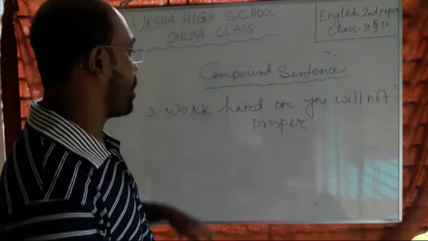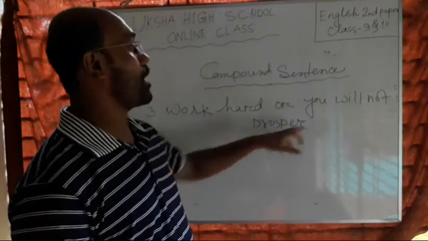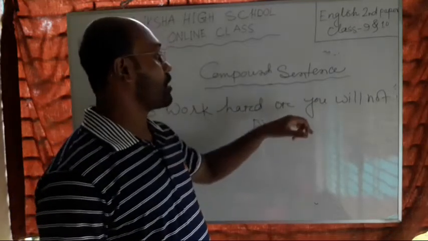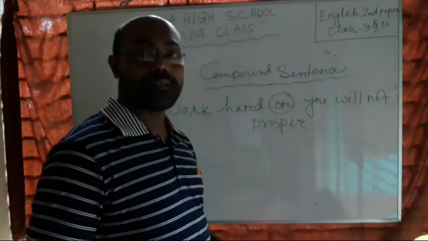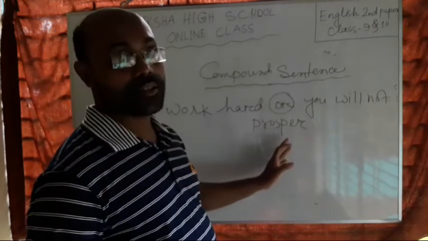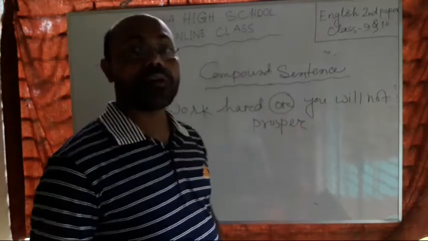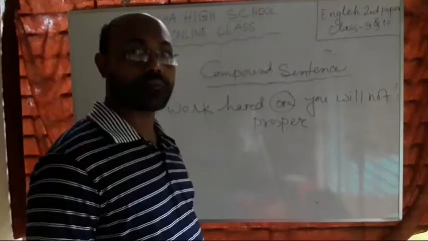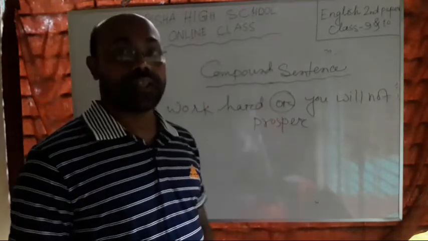Work hard or you will not prosper. "Work hard" is a principal clause, and "you will not prosper" is another. If you do not work hard, then you will not prosper. So here "or" is the conjunction, and this conjunction joins the two parts in a sentence. Work hard or you will not prosper. So this is an example of a compound sentence. So dear students, these are examples of compound sentences.